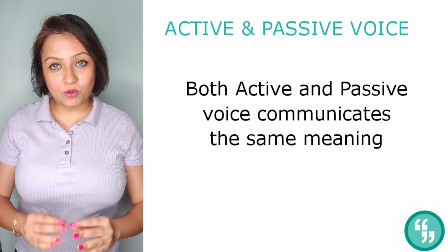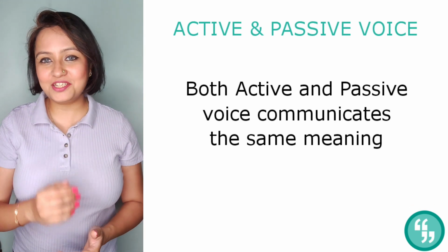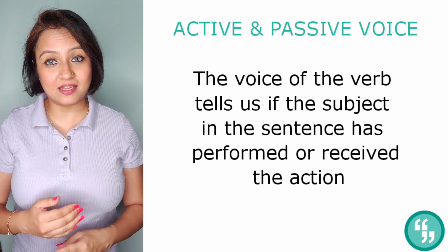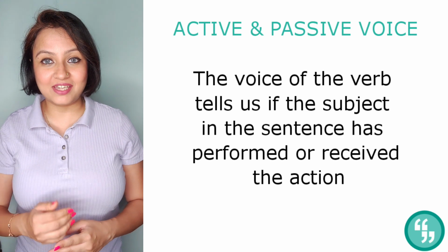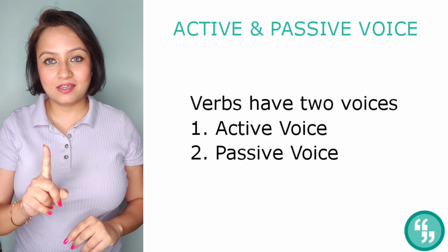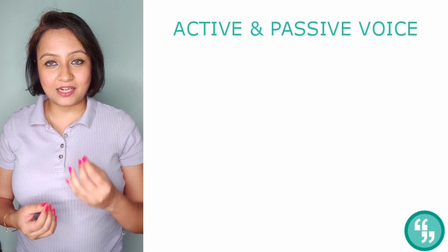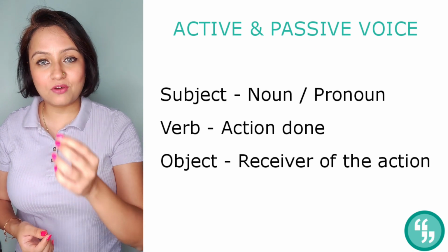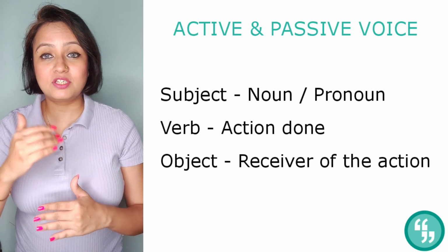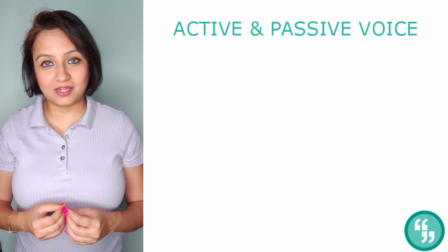Let's understand that both active and passive voice communicate the same meaning, but there's a difference. The voice of a verb tells us if the subject in the sentence has performed or received the action. Verbs have two voices: active voice and passive voice. Before explaining, I'll tell you again that the subject is the noun or pronoun of the sentence and the verb is the action done. Object is the receiver of the action. A sentence may or may not have an object.